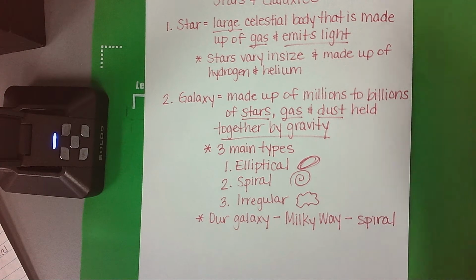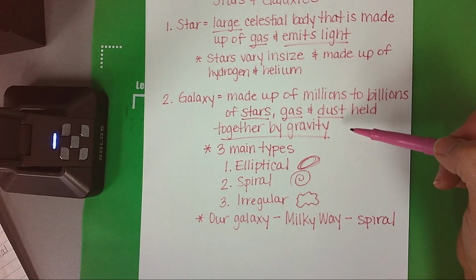Okay, so let's review this one more time. A star is a large celestial body that is made up of gas and emits light. They vary in size, and they're made up of mainly hydrogen and helium. Then we have a galaxy. It's made up of millions to billions of stars, gas, and dust. They're held together by gravity. Super duper important to remember that.